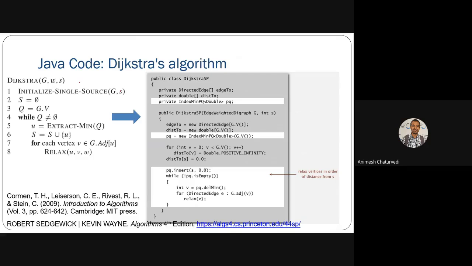Then in this Dijkstra's algorithm, you just do the initialization first over here, and you do the queue initialization as well over here. So this queue was being initialized.